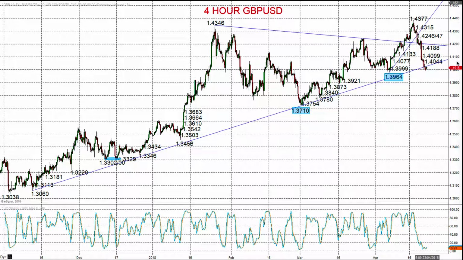We'll now take a look at both the pound versus the US dollar and also the euro versus the US dollar, both of which have seen significant moves lower over the past week from mid-April.